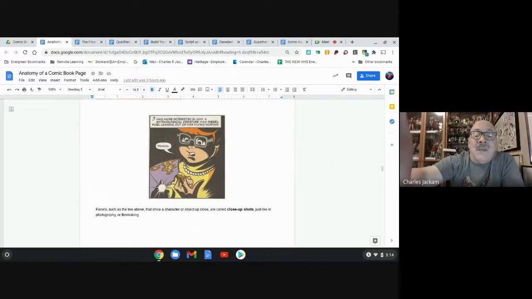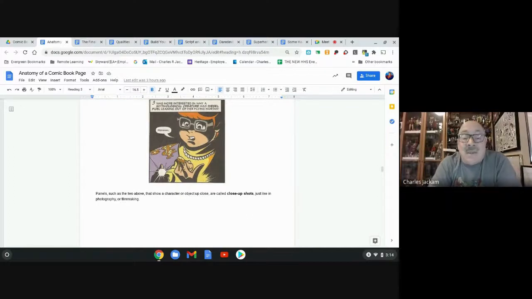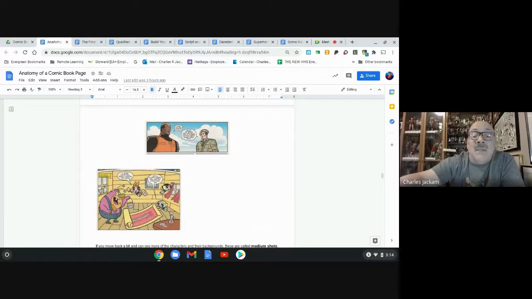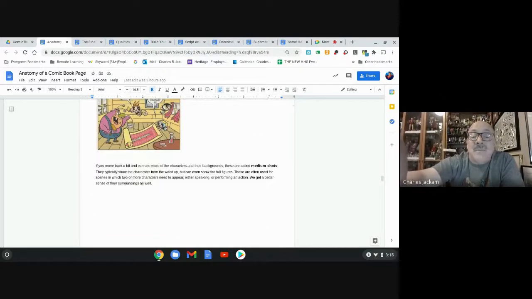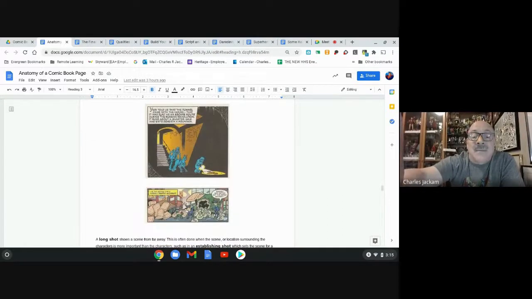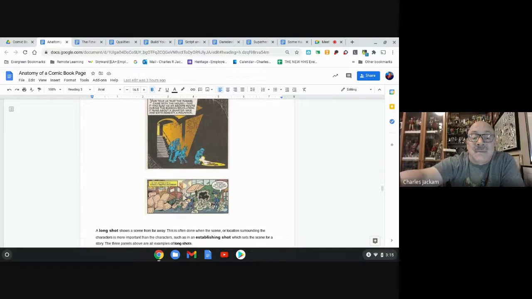Now, just like with a camera, you can describe to your artist to do close-ups or medium shots or long shots. Now, your long shot could also be an establishing shot.